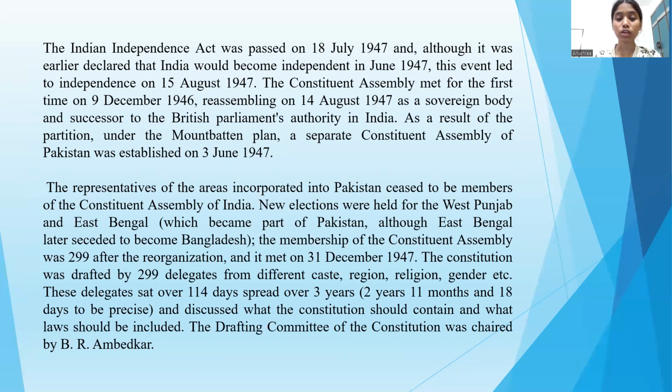The membership of the Constituent Assembly was 299 after the reorganization, and it met on 31st December 1947. The constitution was drafted by 299 delegates from different castes, religions, regions, genders, etc. These delegates sat over 114 days, spread over 2 years, 11 months, and 18 days to be precise, and discussed what the constitution should contain and what laws should be included. The drafting committee of the constitution was chaired by B.R. Ambedkar.